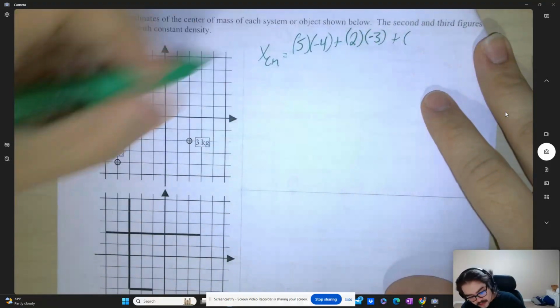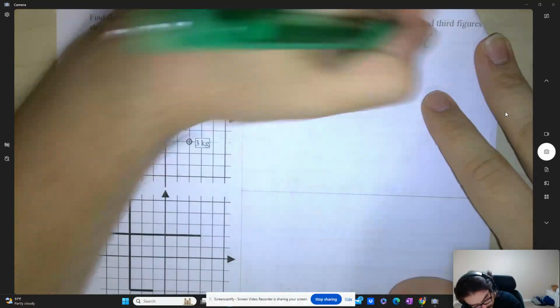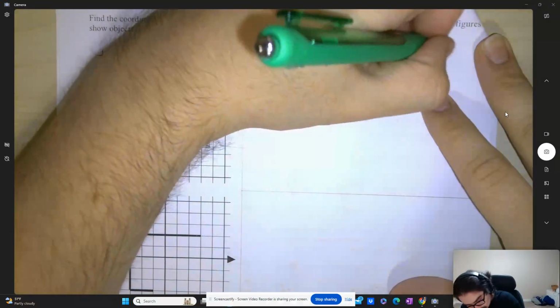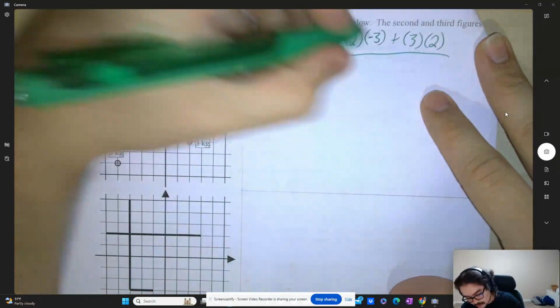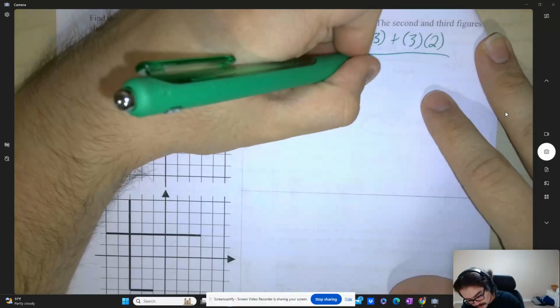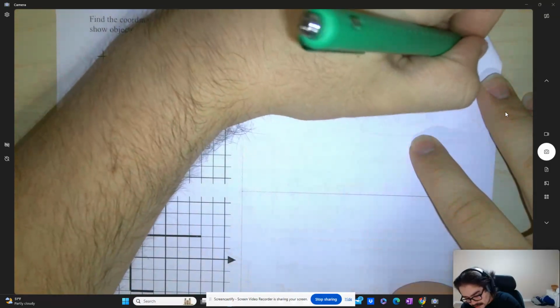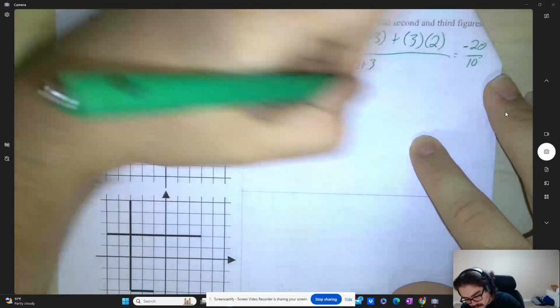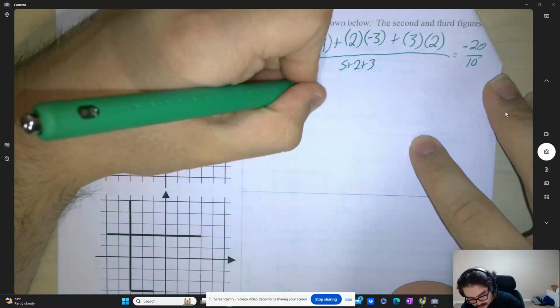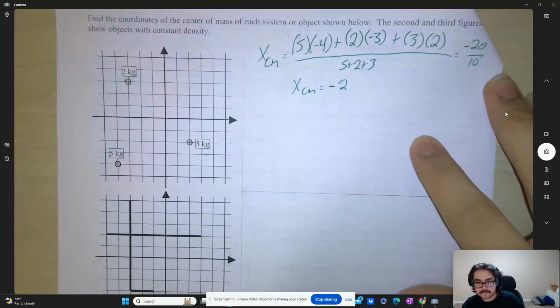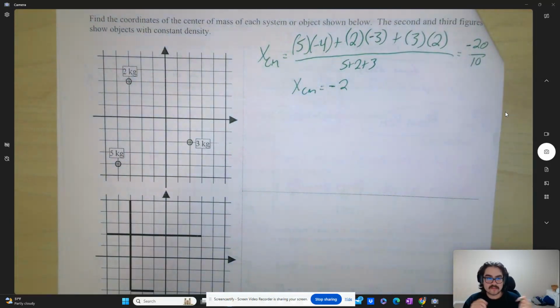Okay, and then I take my 3 kilogram and I multiply it by its position 2, and then I take the total mass, which is 5 plus 2 plus 3. And you should end up getting -20/10, which is just -2. So it's at a position -2.